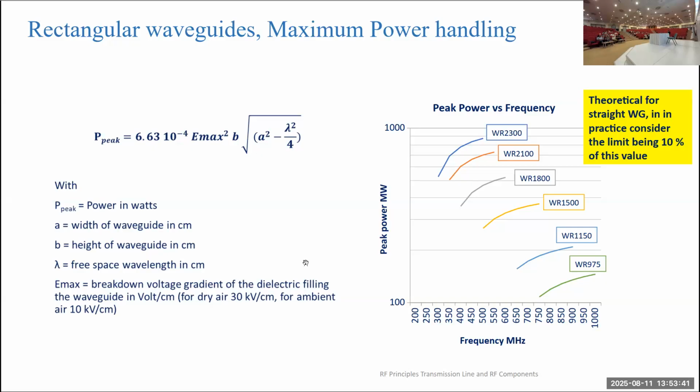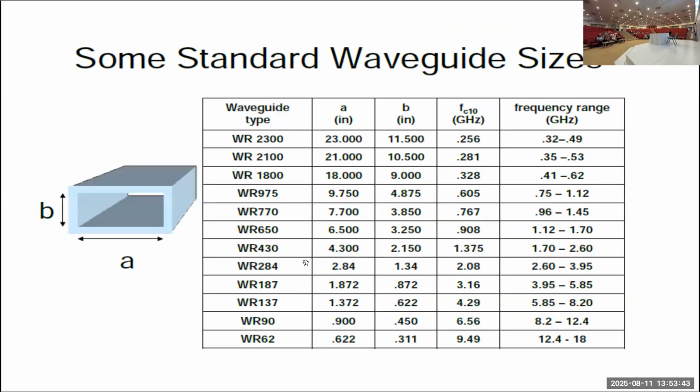I have given you the range for different waveguides. For example, if you have a WR2300, then it suffices for 320 to almost 490 megahertz. But if you are working in S band, then you use WR284.